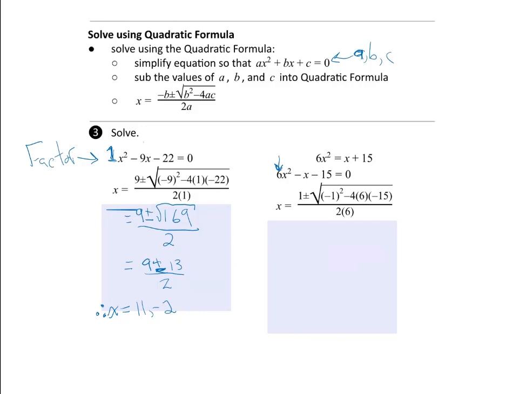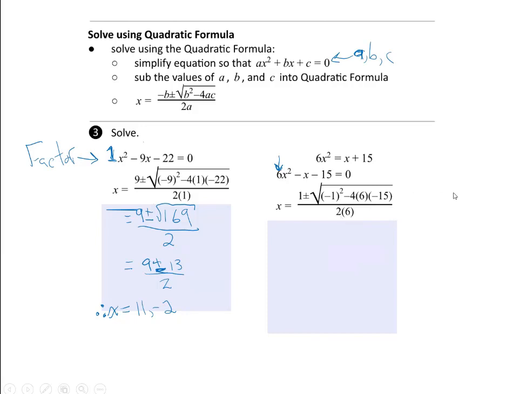All right, so we sub in our b value, negative b. In this case, b is negative 1, so it becomes positive 1, plus minus square root of b squared, which is negative 1 squared, minus our 4ac. So 4 minus 4 times a, which is 6, times c, which is negative 15, all over 2a, which is 2 times 6. There we go.